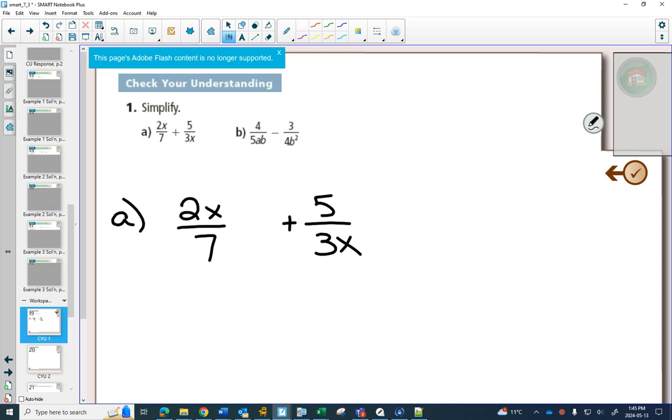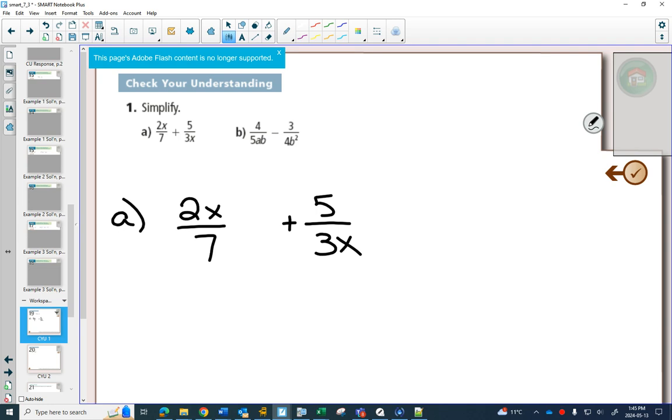So sometimes you can think, I need to make a common denominator with my numbers, and I also need to make a common denominator with my variables. With my numbers, can you see that you have a 7 and a 3? If you just had fractions with a 7 on the bottom and a 3 on the bottom, you would make your common denominator what? 21.